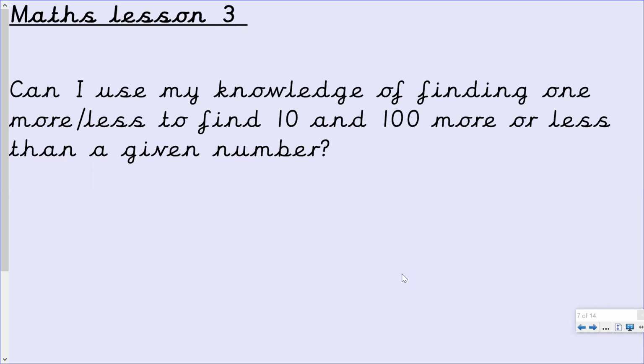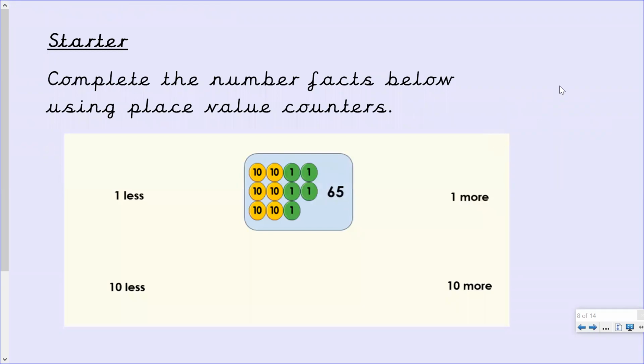Your learning objective for today is, can I use my knowledge of finding one more or less to find 10 and 100 more or less than a given number? To start off, have a go at doing this by yourself on your piece of paper.